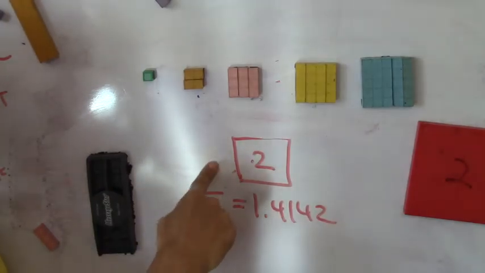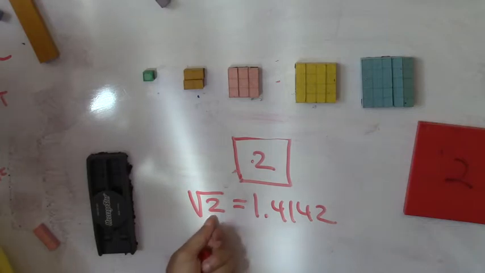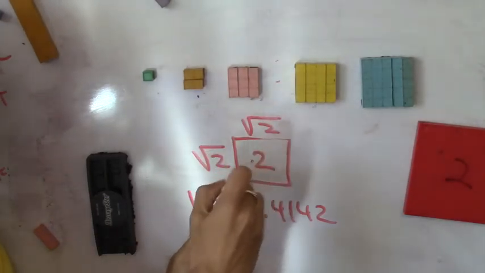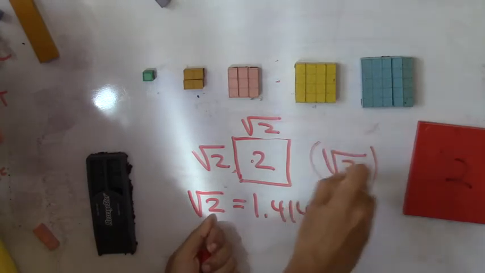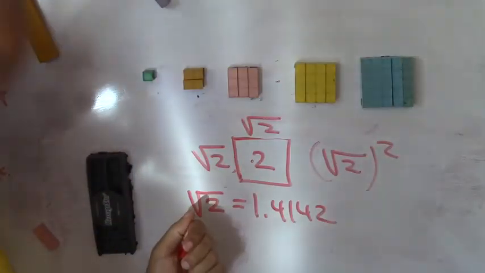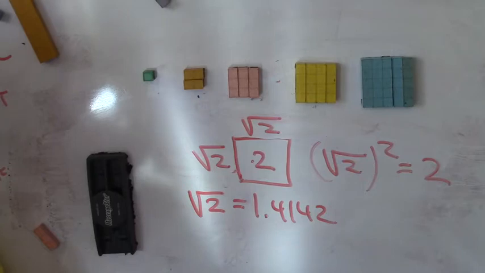So what is this supposed to be? What's one side of this square? 1.4142. Alright, and what's that the same as? The square root of 2. So the square root of 2 times the square root of 2, of course, is... So in other words, if I have the square root of 2, and I square it, what number do I get? I just get 2, right? Correct? Okay, are we good?